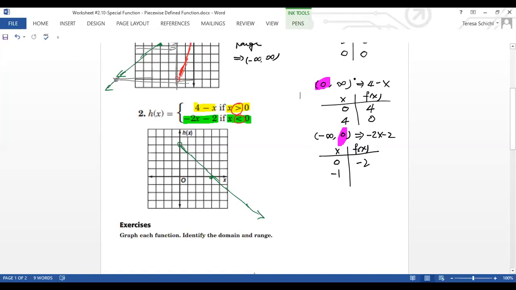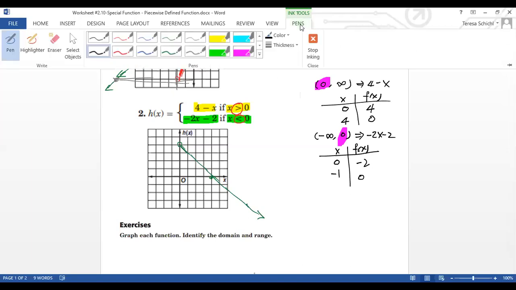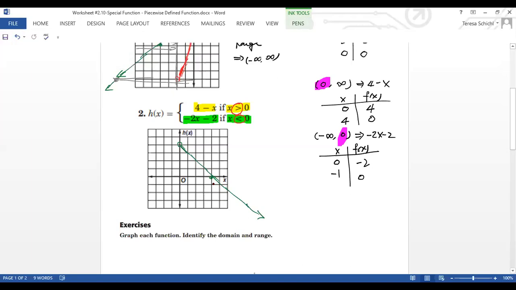So the positive 2, and what do you have here? You get a zero here, right? Okay, now let's try to graph it. The first one is 0 and negative 2. Also, this is a circle, right? Because it does not have the equal sign. Then the next point is negative 1 and 0. So negative 1 and 0 is here, right?